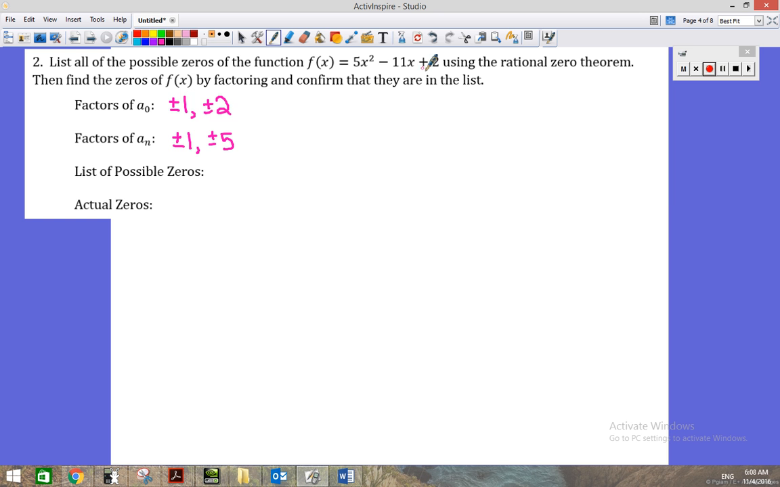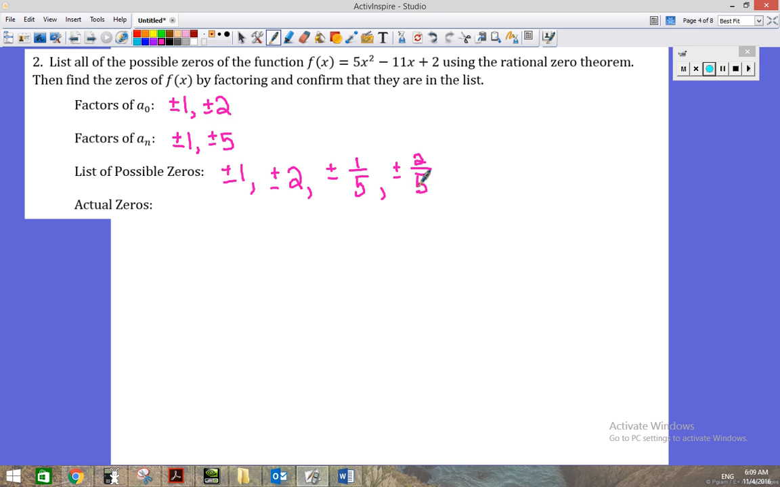So the constant term gives the possible numerators that I use for my list, and the leading coefficient gives the possible denominators. So if I just use 1 as a denominator, then I have 1 divided by 1, and 2 divided by 1. And now when I use 5, I've got 1 divided by 5 and 2 divided by 5. Now we're not saying that these are the x-intercepts, we're just saying if this polynomial function has x-intercepts, and if those x-intercepts are rational numbers, they'll be in this list.